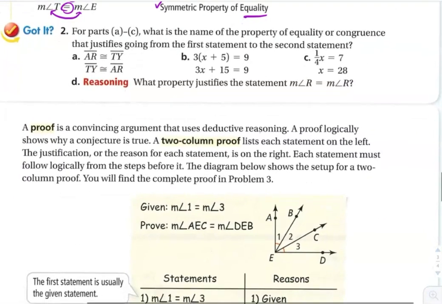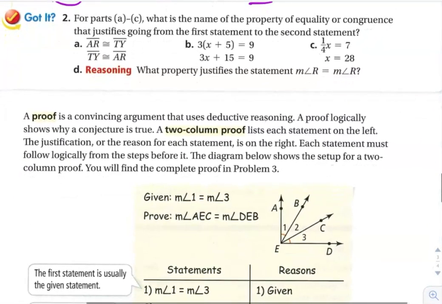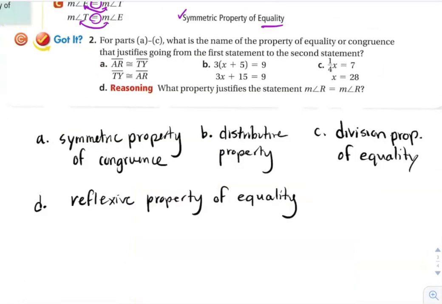All right, guys, so you pause the video here and try number 2. All right, guys, so check your work.